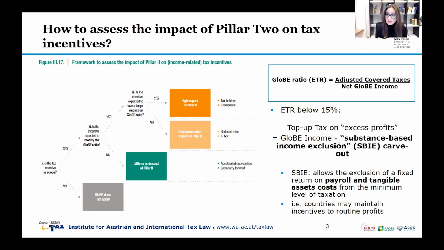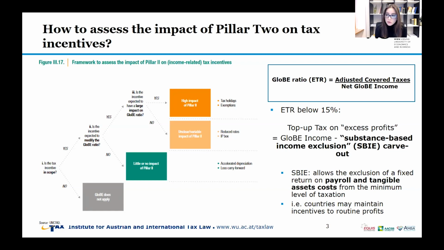Well, for countries to assess the real impact of Pillar 2 on their incentives, to then think about the policy response to that, some questions must be answered. The first one is: is the tax incentive in scope? That is, only tax incentives granted to in-scope MNEs will be affected. So those incentives granted to small and medium companies that do not achieve the revenue threshold under the GLOBE, or for example, to some excluded income in the GLOBE rules, such as income from international shipping, will not be affected and they can be kept. But if the incentive is in scope, granted to an MNE that will be affected by the GLOBE rules, then we have to answer a second question.